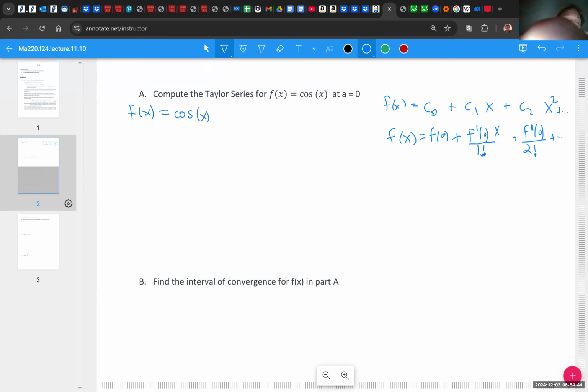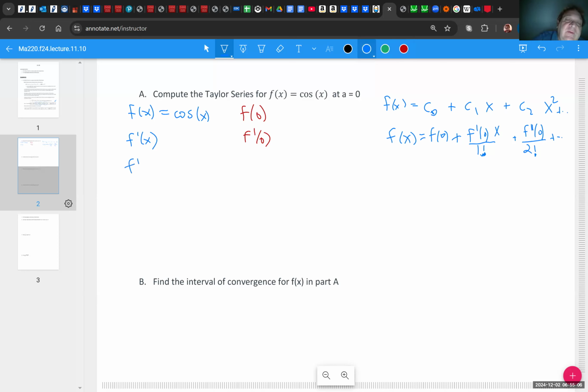And I'm going to be finding the value of the function at 0. Let me put it off to the side over here, actually. I'm going to find the value of the function at 0. And then to find the next term, we have to find the derivative. So we have to find the derivative of the function. And likewise, we'd have to find the derivative at 0. And we'd keep doing this.